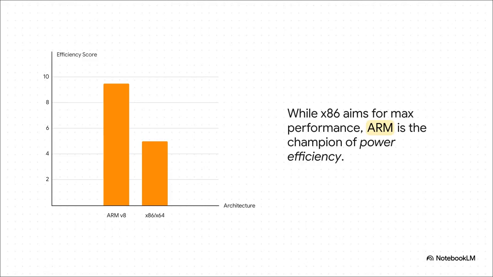And this chart really just says it all, doesn't it? x86 pushes that performance bar as high as it can go. Meanwhile, ARM is the clear winner when it comes to sipping power. And for decades, this trade-off basically defined the entire market. You got insane performance for your desktop and incredible efficiency for your pocket.